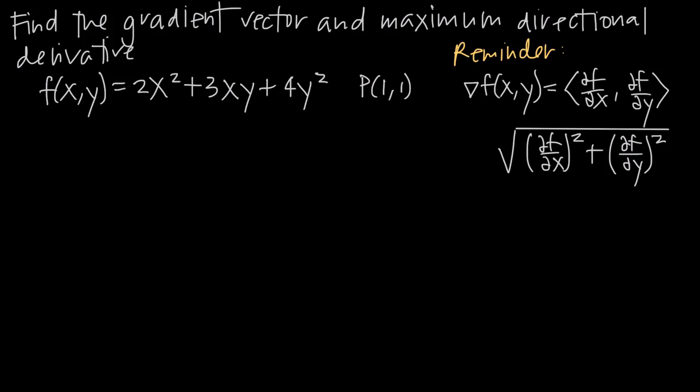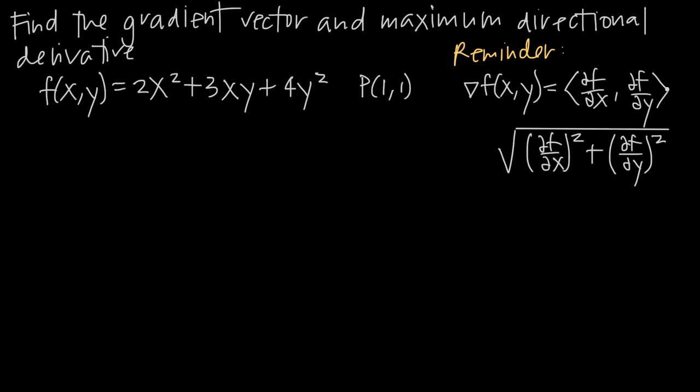In this video, we're talking about how to find the gradient vector and maximum directional derivative of a multivariable function. In this particular problem, we've been given the function f of x y is equal to 2x squared plus 3xy plus 4y squared, and we need to find the gradient vector and maximum directional derivative at the point (1, 1). So we're going to be using these formulas here.